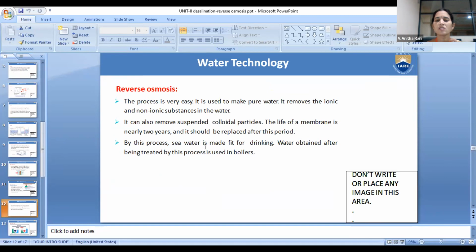By this process, sea water is made fit for drinking. Means we can get pure water by this method, that we can drink also. Okay, we can use it as drinking water, and the water which is obtained by this reverse osmosis process, we can use in boilers also, for steam production.